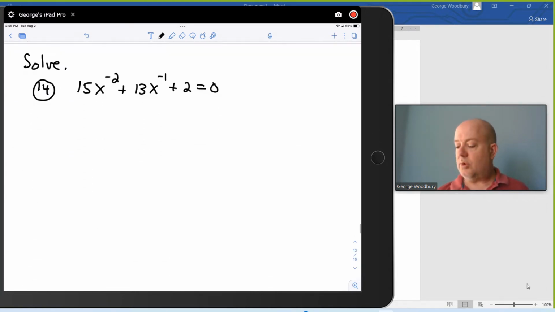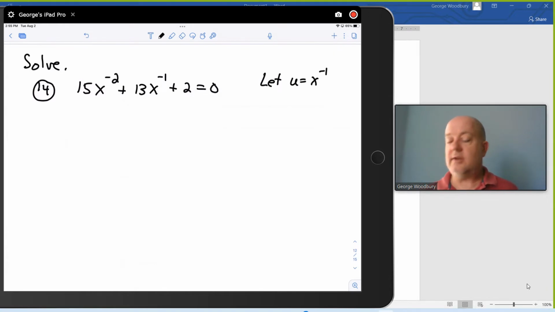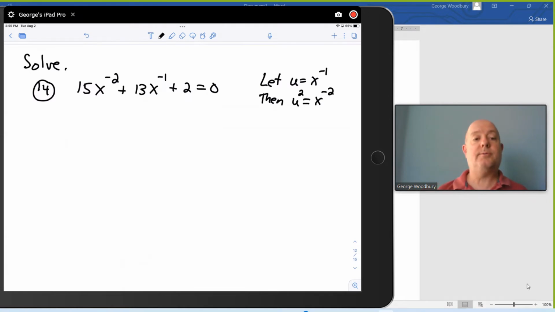That's one where we had a 1/3 power and a 2/3 power. In this example, I've got one exponent that's -1, one that's -2. If I let u equal x to the -1 power, then I know that u squared is x to the -2 power.